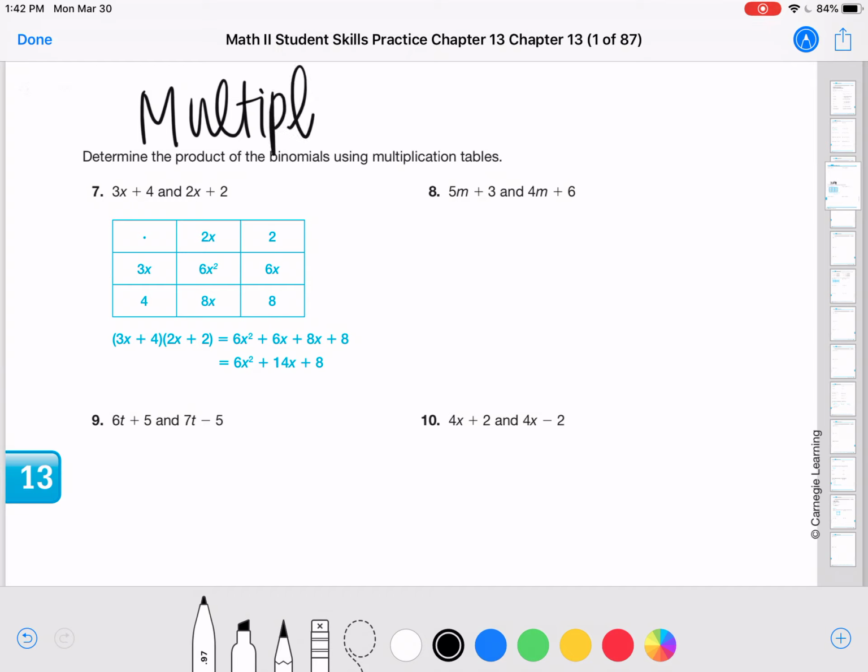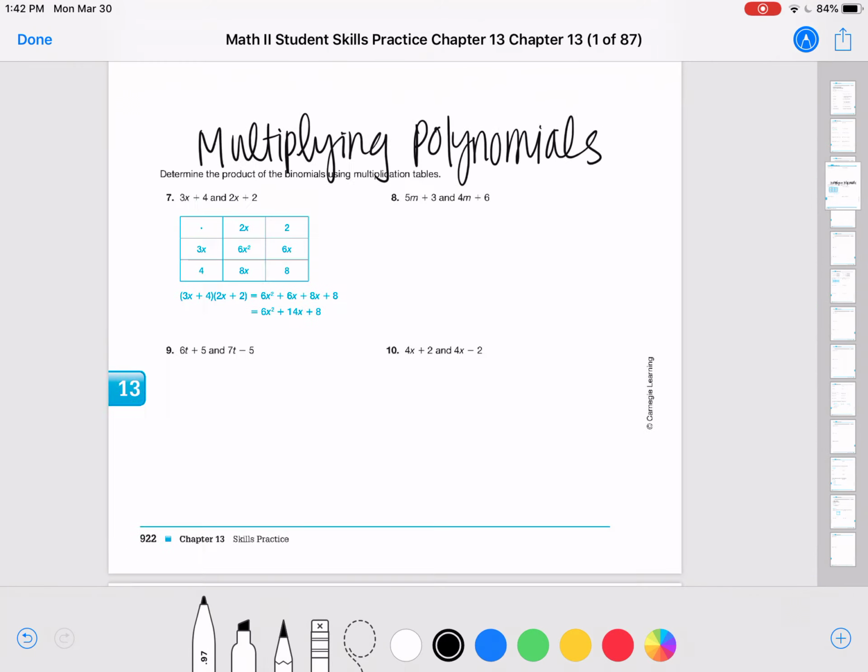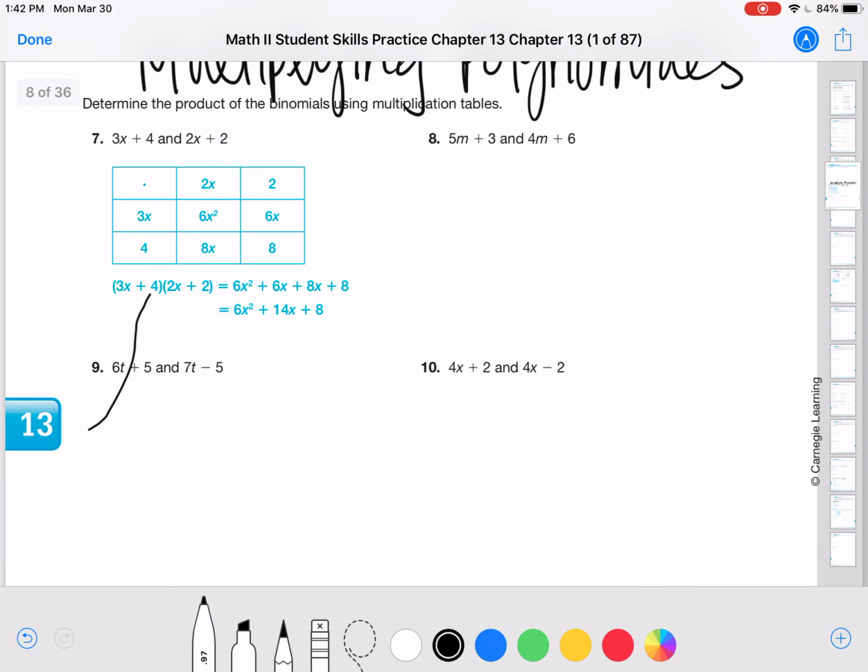I'm going to be working on these problems on the chapter 13 skills practice. So if you'd like to follow along, go ahead and follow along. I'm going to be doing the odd problems, the even problems you have for homework. I'm starting on page 922. Okay, so let's go ahead and get started.